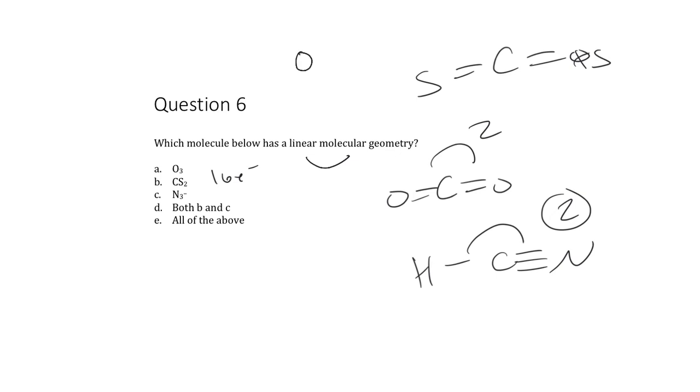O3, though, has that lone pair. It has a lone pair because we have 18 electrons. So 2, 4, 6, 8, 10, 12, 14, 16, 18 electrons. So you have 18 electrons. This is going to kick this bond into being bent within the trigonal planar electron domain geometry.